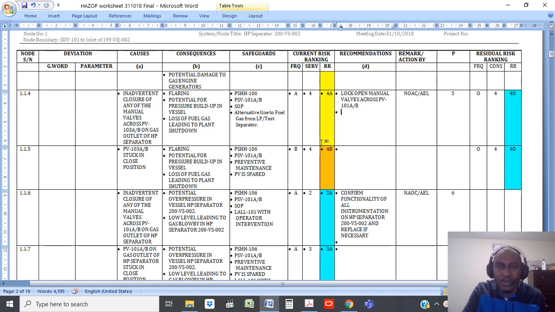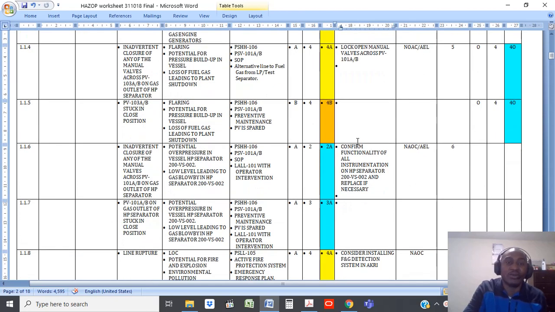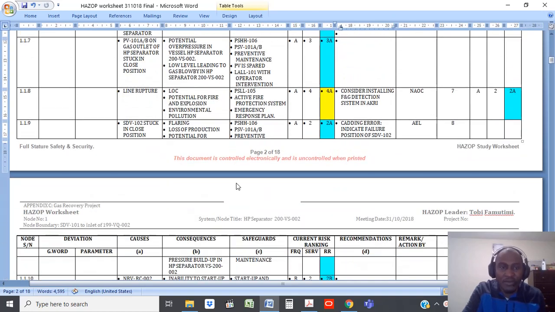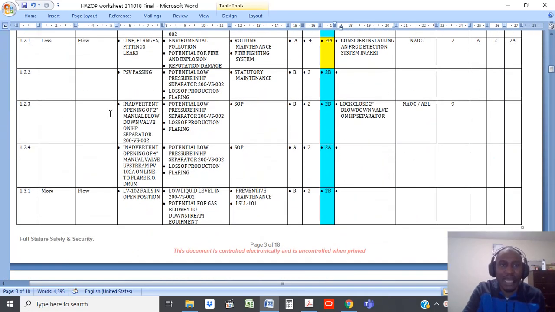You could lock open the valves, although most times you want to lock open when it actually has a safety consequence, because you don't want to always keep getting PTWs to carry out little minute tasks which should be mundane and the operator should already be trained to handle. So you have all that. There's a lot more, and then also you could have less flow.